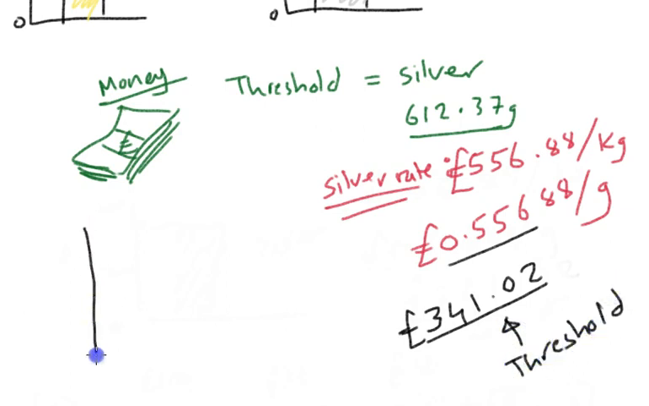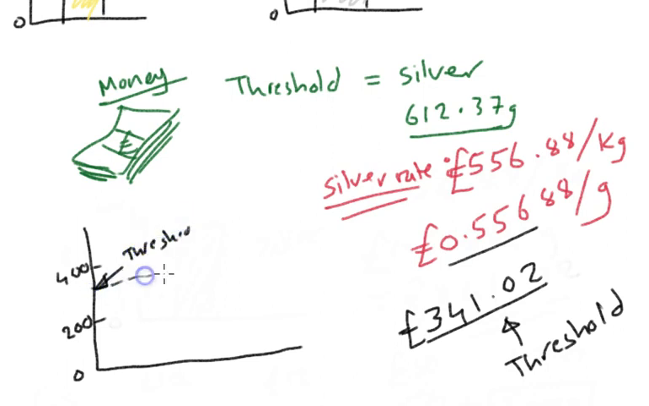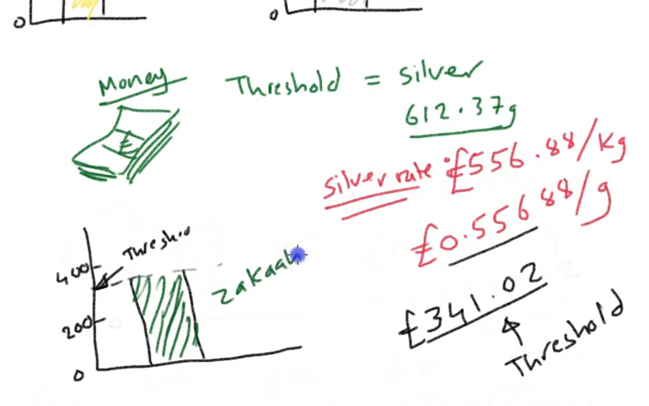So let's say this is our chart, and you have 0, you have 200, and you have 400. The threshold is roughly about there. Then what we do is we say that if a person has money which is equal to or more than 341 pounds, then that person would have to give zakat. And that's how you work it out.